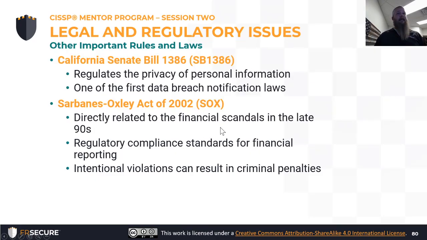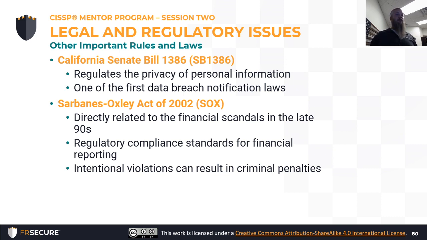California Senate Bill 1386. This was kind of the first breach notification law, or I guess the one that was most emulated throughout the country. It's probably the most famous breach notification law. And so it's just, if a breach happens, this is the law on how you must disclose it.